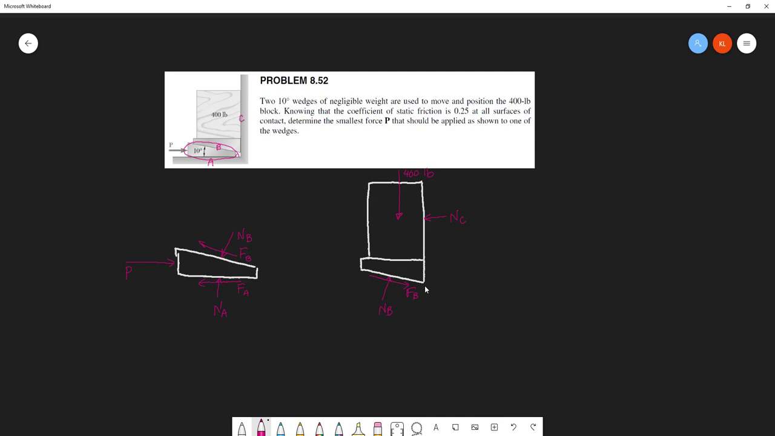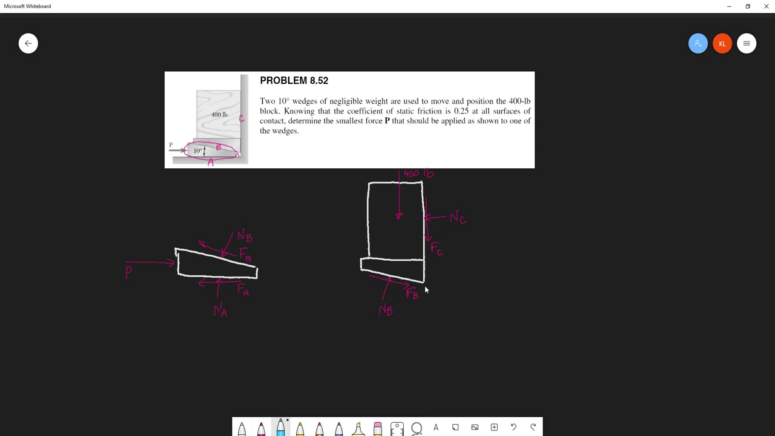Now the goal of positioning this block is to raise it, so impending motion of the block and the wedge is going to go up the wall, so friction is going to resist that motion up the wall, and the friction is going to hold it back down. So let's see here. How many equations, how many unknowns?